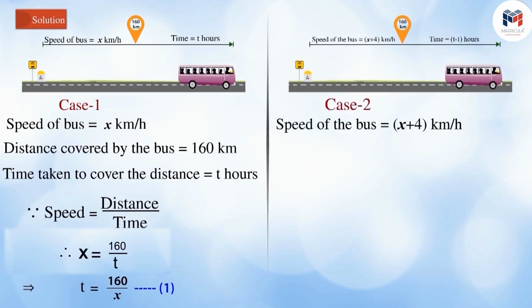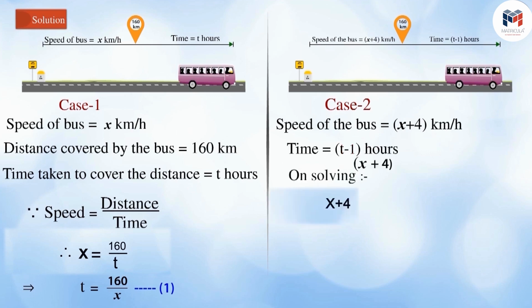On increasing the speed of the bus by 4 km per hour, we get x plus 4. According to the question, on increasing the speed of the bus, it takes 1 hour less to complete the distance. That is, time is equal to t minus 1. On solving, we get equation 2.